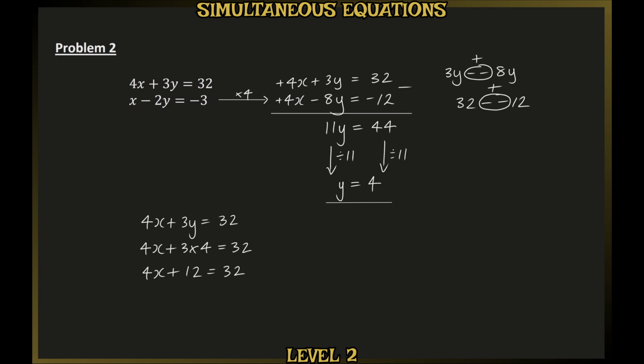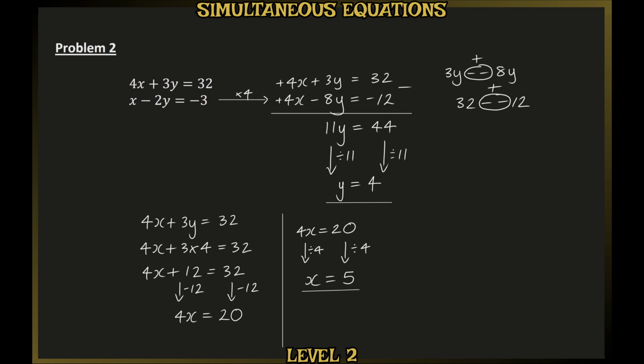We can start solving this by removing the plus 12 from the left. We do this by subtracting 12 from the left and also from the right. On the left, the plus 12 and the minus 12 cancel out to leave us with 4x. And on the right, 32 minus 12 gives us 20. We can now remove the times 4 in front of the x by dividing by 4 and doing the same on the right. On the left, the times 4 and the divide by 4 cancel out to just leave us with x. And on the right, 20 divided by 4 is 5. So x is equal to 5. And this means our final answer to problem 2 is x equals 5, y equals 4.